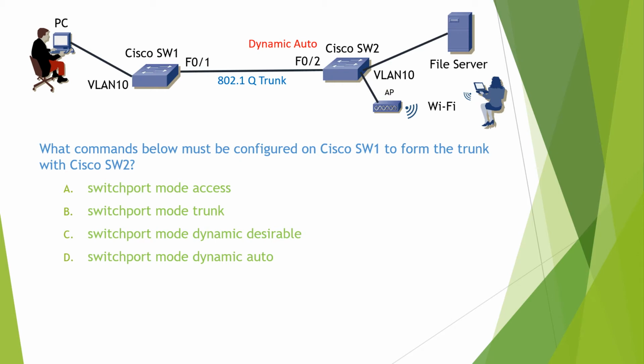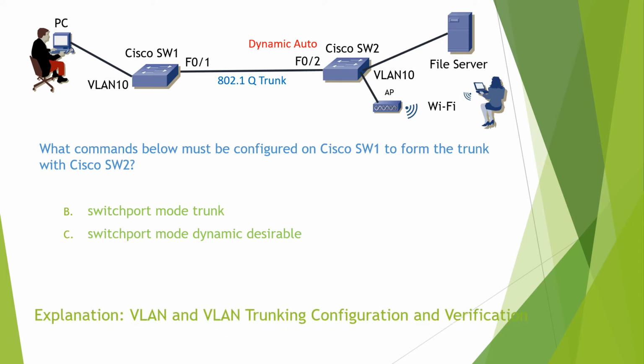As we can see, the trunk port on Cisco switch 2 has been configured with the dynamic auto mode. In order to form the trunk with Cisco switch 2 on the trunk port on Cisco switch 1, we have to configure it with the trunk mode or the dynamic desirable mode. Therefore, the answers for this question are B and C. You can find the detailed explanation for the question in the video, VLAN and VLAN trunking configuration and verification.